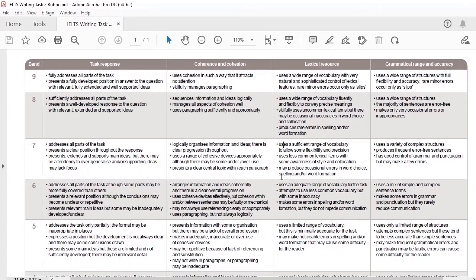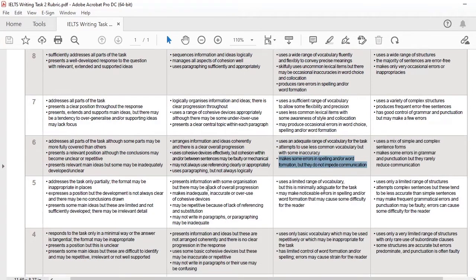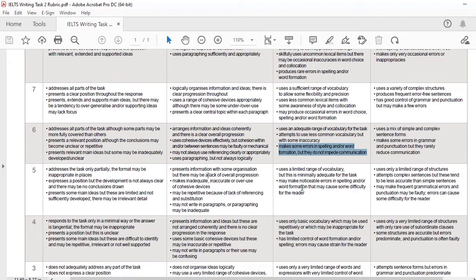Let's go to 6. Uses an adequate range of vocabulary for the task. Attempts to use less common vocabulary but with some inaccuracy. Makes some errors in spelling and or word formation, but they do not impede communication. So I can think about healthiness, the word healthiness here. It doesn't reduce or impede communication, but that was an error nonetheless.